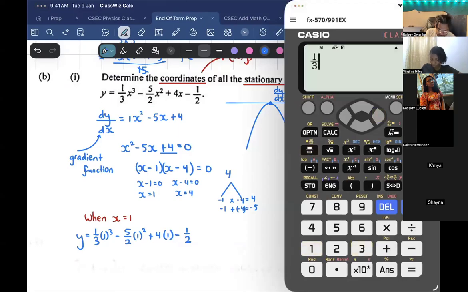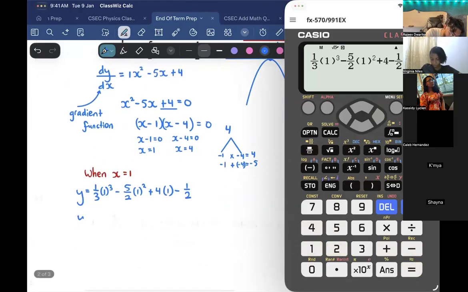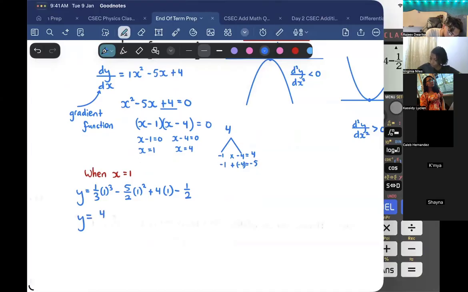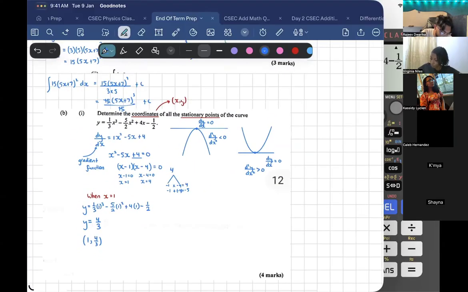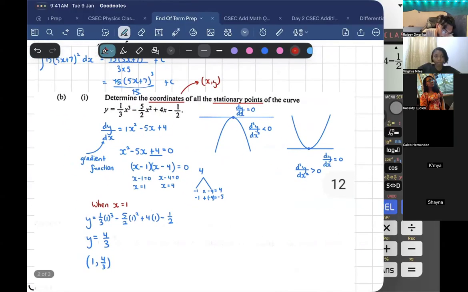So that's going to be a third by 1 cubed minus 5 over 2 by 1 squared plus 4 minus a half. I'm getting 4 over 3. So what is my first point? 1, 4 over 3. Good. Anybody want to tell me how I'm going to find the other point? Do the similar thing, but plug in x equal to 4.